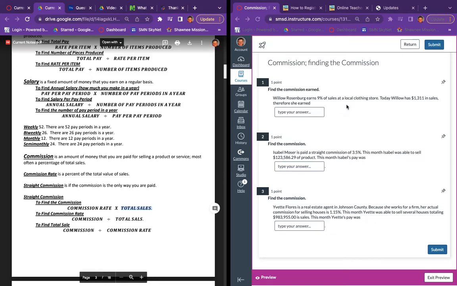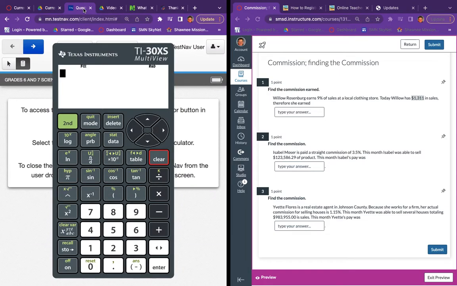So here's the idea. She works at a clothing store. People come in and purchase clothes, and at the end of the day, they see that Willow is responsible for selling $1,311 in sales. So that is how much merchandise went out the door for which Willow was responsible for selling. And she gets 9% of that. So she gets $9 for every $100 of merchandise, basically.